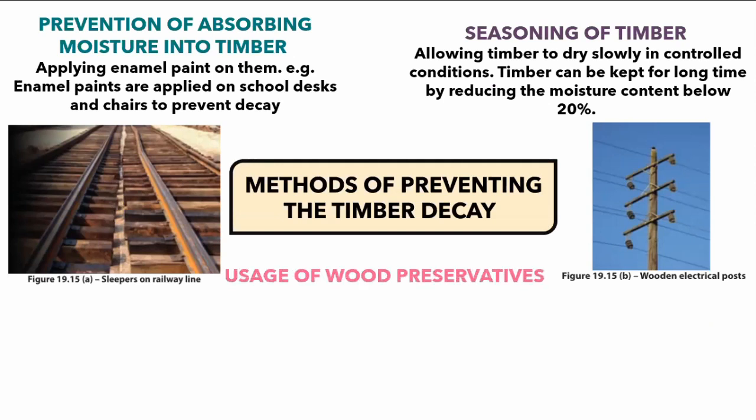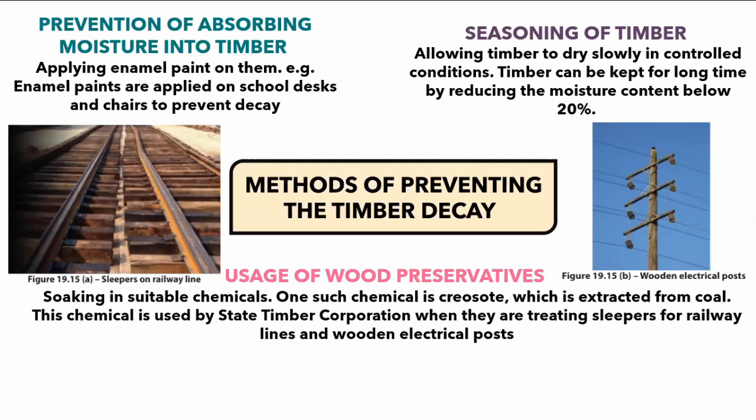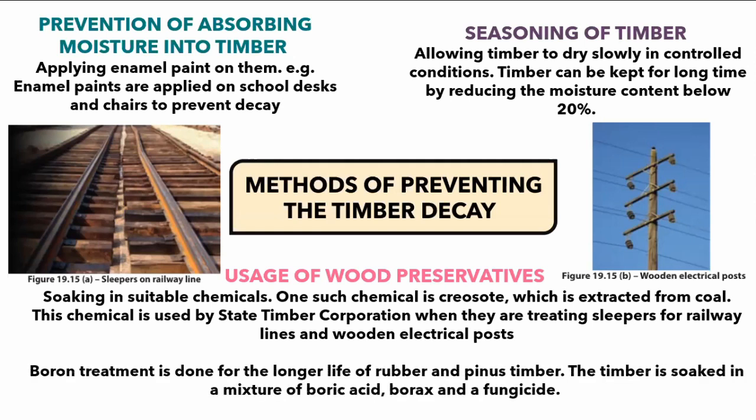Usage of wood preservative. This can be done by soaking in suitable chemicals. One such chemical is creosote, which is extracted from coal. This chemical is used by the State Timber Corporation when they are treating sleepers for railway lines and wooden electrical posts. And also boron can be used as a wood preservative, and this boron treatment is done for the long life of rubber and pinus timber. This can be done by soaking this timber in a mixture of boric acid, borax, and a fungicide.